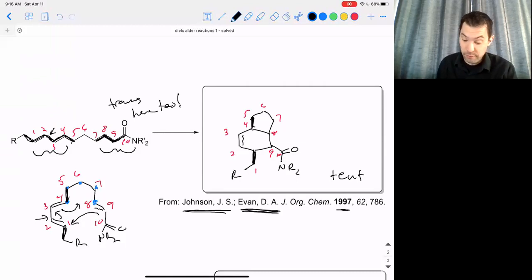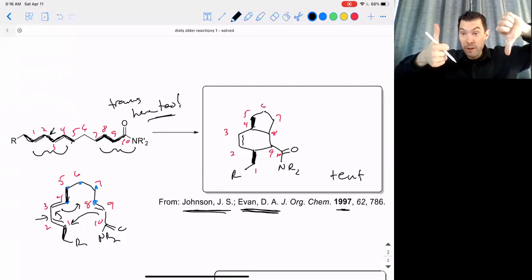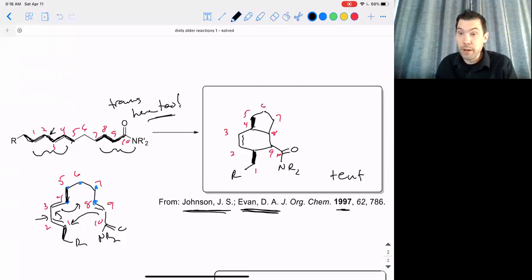And now we're going to have to invoke our exo-endo. And by the way, the reason I didn't mark the trans over here yet is because it's unclear to me if it should be trans this way or trans this way. And we're going to have to use exo-endo to figure that out.